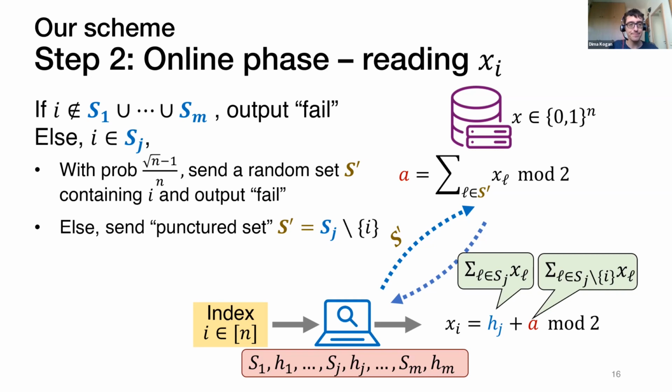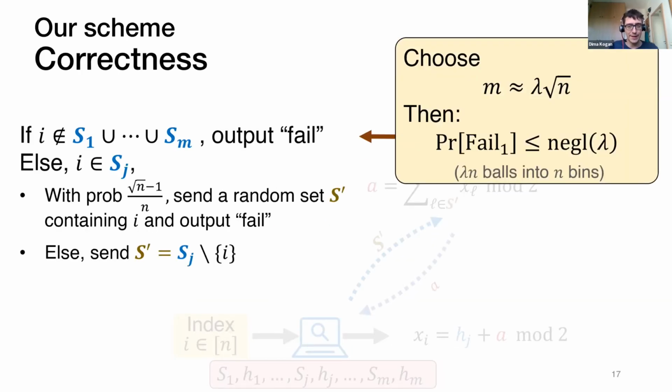So let's first look at correctness. We actually saw that there are two failure events that we already mentioned. The first is if this collection of sets doesn't include I, the client aborts, the scheme fails. But we can drive this probability down to be negligible in the security parameter by choosing the number of sets to be something like lambda square root of n, and then using a standard balls into bins argument, you see that the probability that this collection of sets doesn't cover the entire universe from 1 to n is negligible. So that's fine.